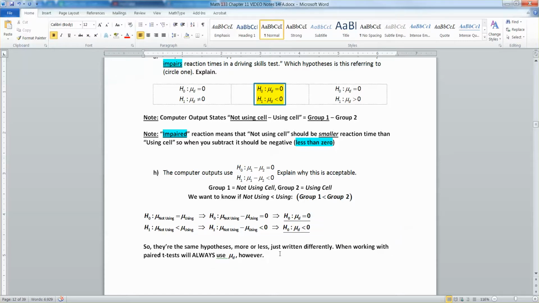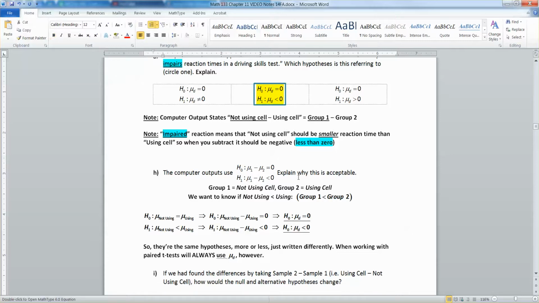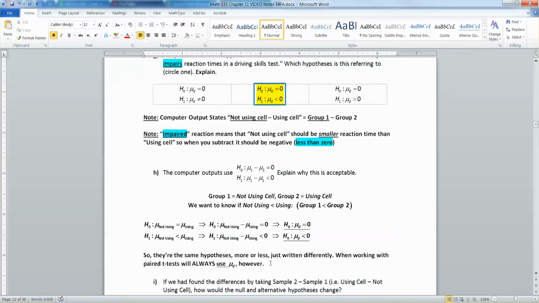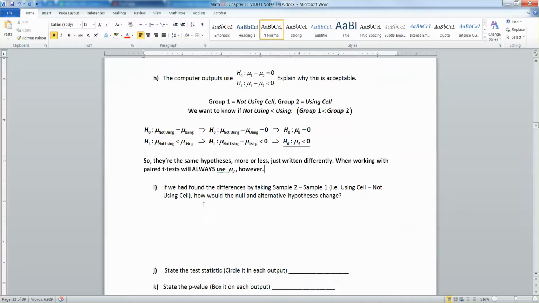We will always, when we're working with paired t-tests, use mu d, however. We will not use this notation. Computers use it, but it's not a great notation for a paired t-test, at least as far as our textbook is concerned.